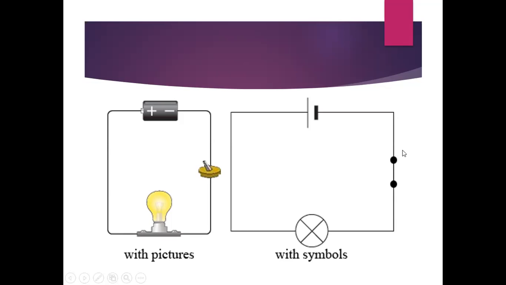This is the switch, and of course it's on. Okay, so the electrical circuit will work. If you want it not to work, you will put this dash up. It will be the hat up, and this is the symbol for the lamp or for the bulb.